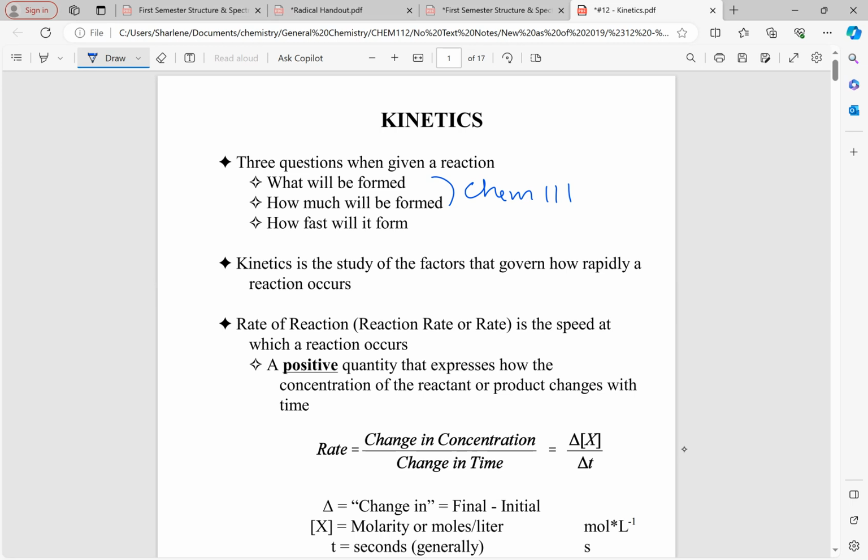But if it takes a million years for any of those reactions to happen, not really useful. So we need to ask the question, well, how fast will it form? And that is the study of kinetics. So the study of the factors that govern how rapidly a reaction occurs.